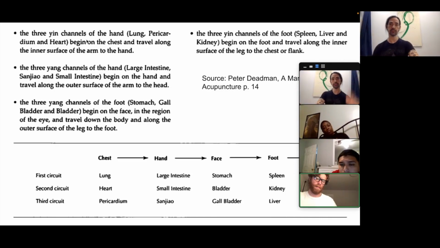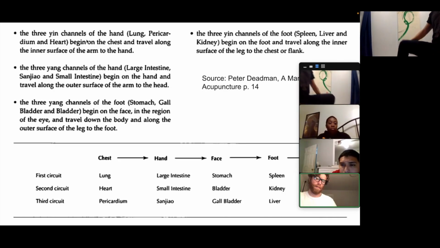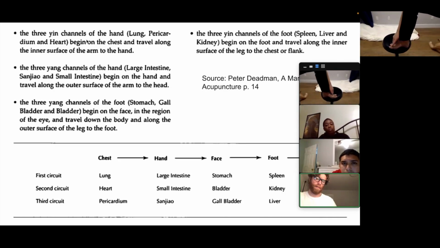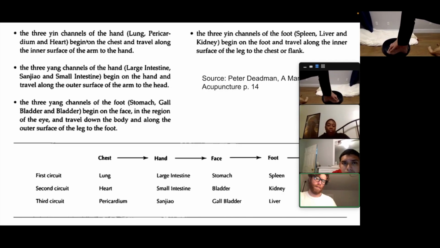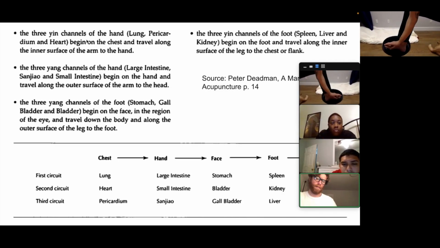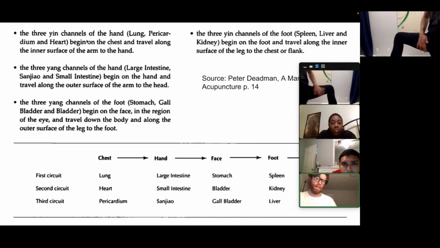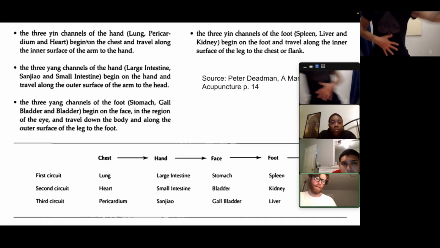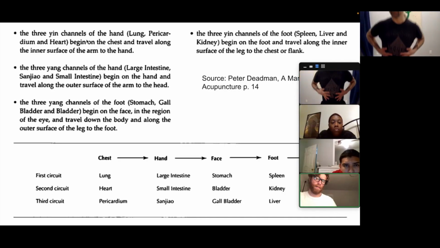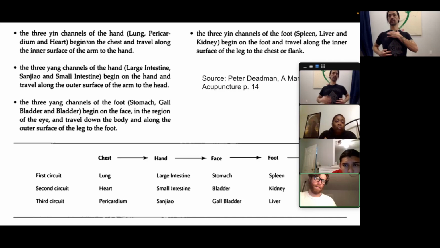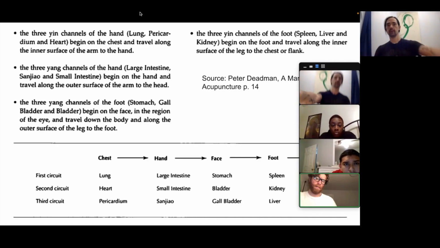The 3 yin channels of the foot, spleen, the liver, and the kidney, they start on the foot and they travel along the inner surface of the leg, and they end in the torso, the chest or the flank, right? Liver, spleen, kidney. So that's the movement, the area of the meridians. We're going to come back to this in just a minute.